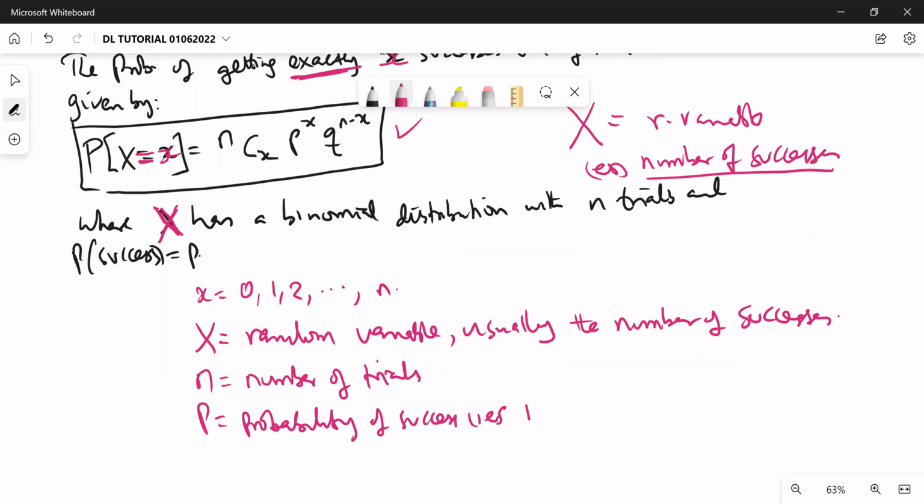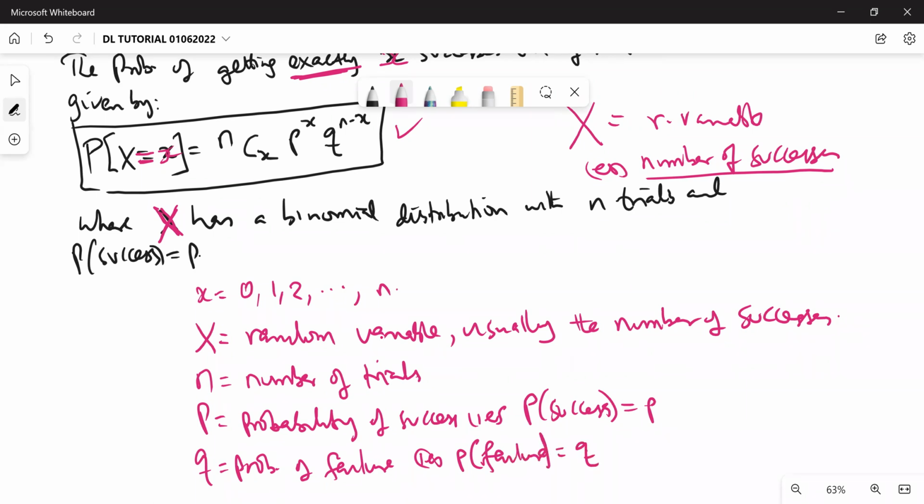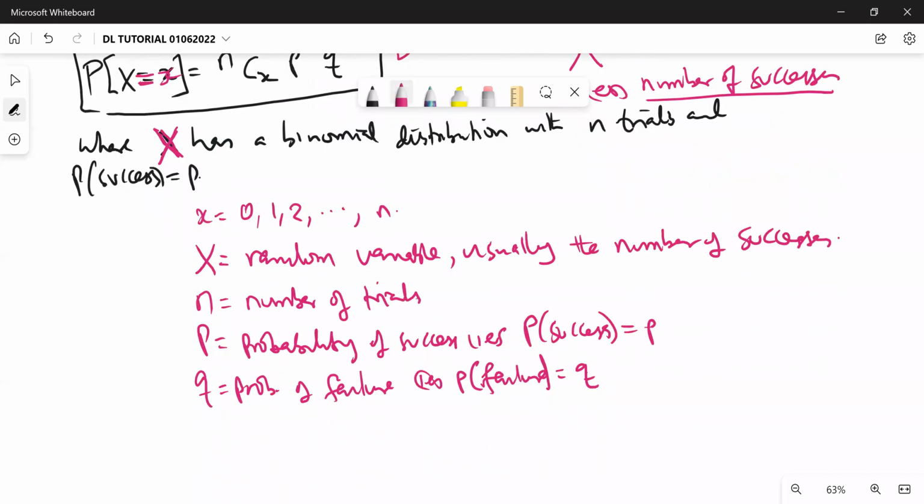That is p of success. Actually, this is supposed to be small letter p, to avoid confusion. Then q is the probability of failure, and we know that p plus q is always equal to 1.